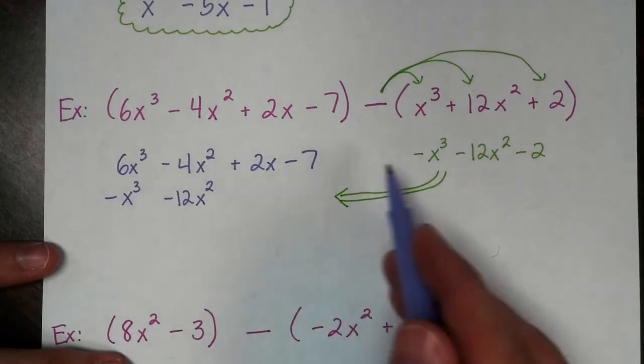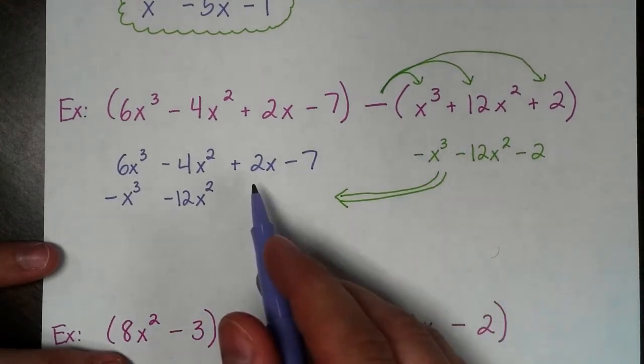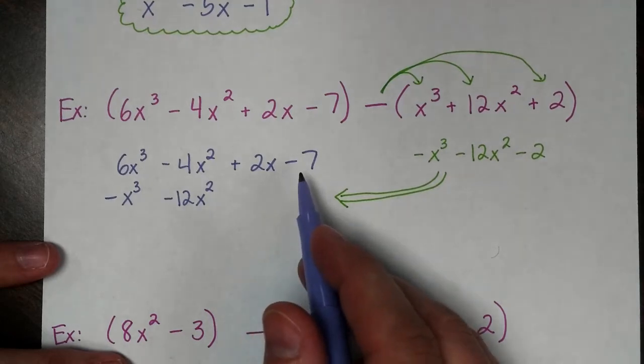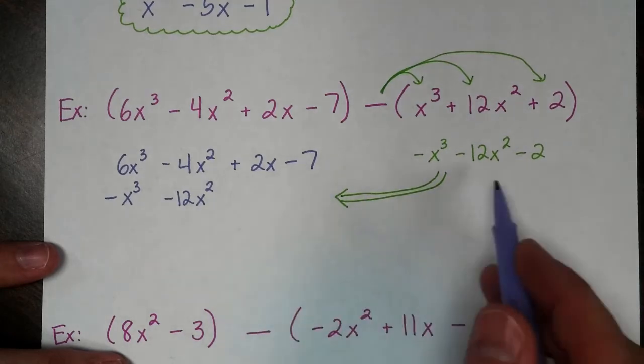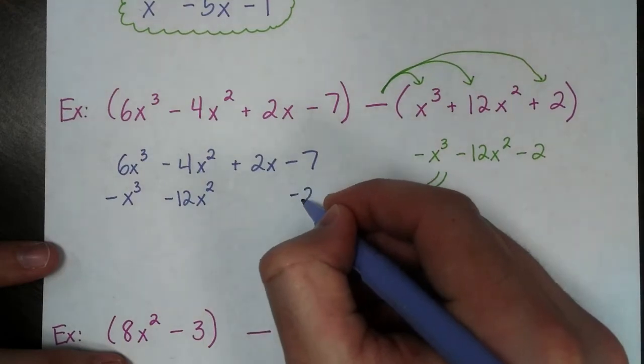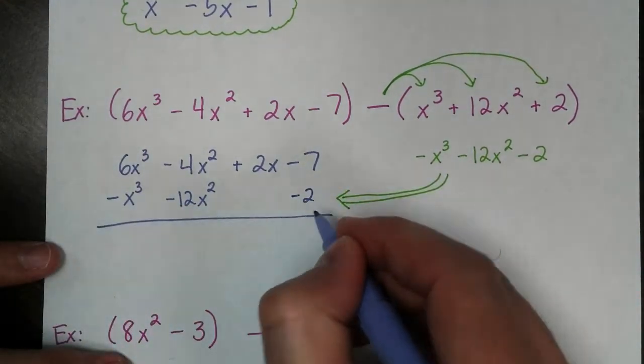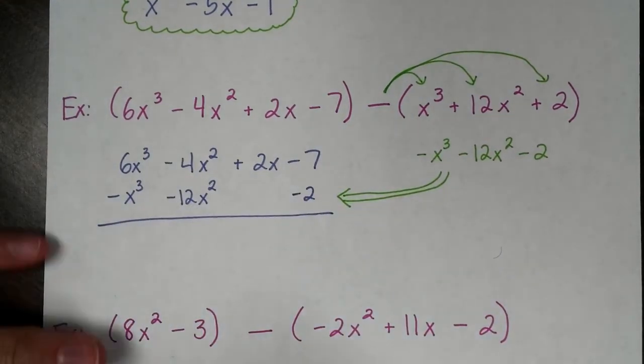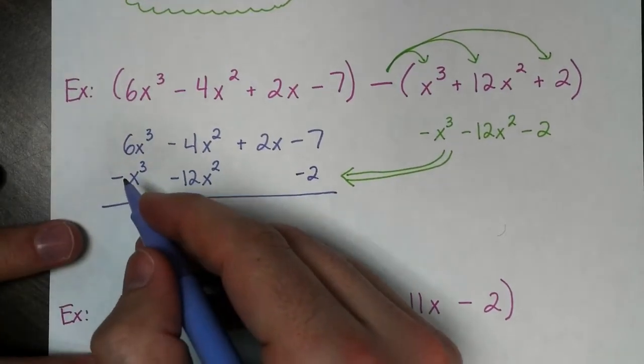So notice there's nothing over here with just an x, so nothing goes underneath that. And then what goes underneath the negative 7? Well, the negative 2, or the minus 2. And then from there, we just combine like terms. You can use your calculator.